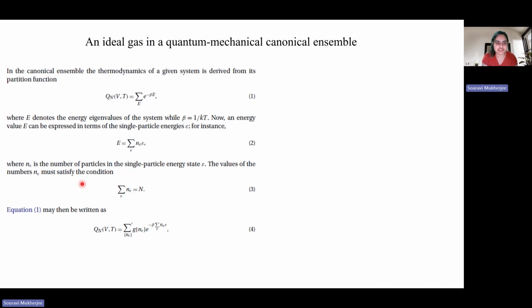And then there is another condition that the total number of particles is given as capital N. So the summation over epsilon of n epsilon should give you N. So these are the two conditions that need to be satisfied. And this is your expression for the canonical partition function.